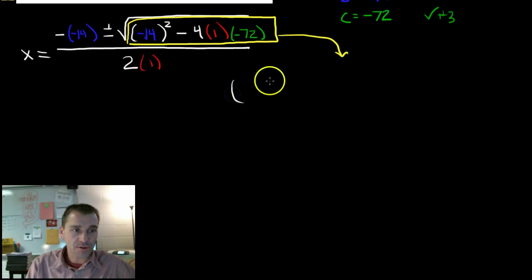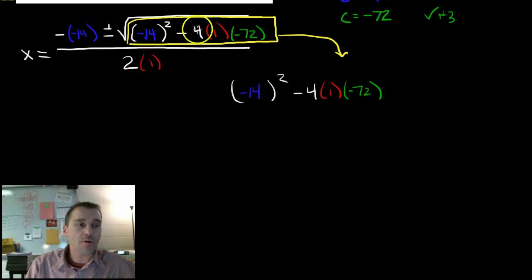So I'm going to do this whole thing, negative 14 squared, minus 4, and then in blue -14, and then in red 1, and then in green -72. Okay. So I'm taking all that stuff that's in the actual yellow box, the stuff underneath the square root. That has a special name, by the way. We'll talk about that later.